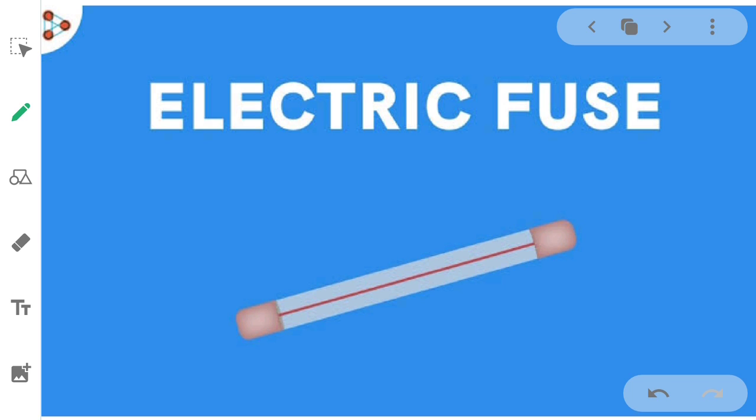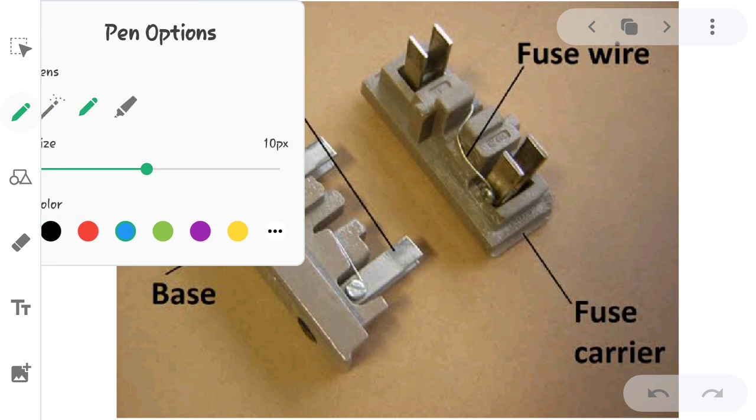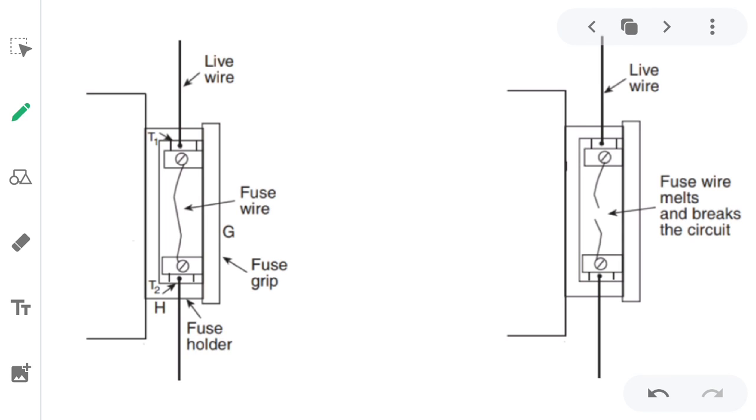How does this electric fuse work? First of all, see, this fuse you must have seen at your home, right? Here you can see a fuse wire, fuse carrier, base, contacts. These two plates are called contacts. So how does it work?